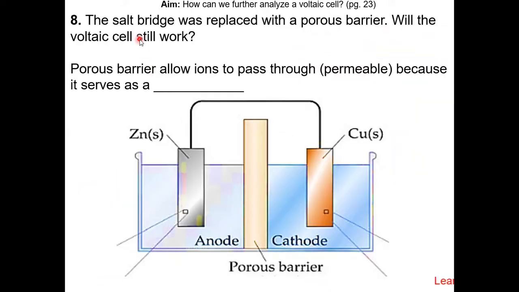Question 8. The salt bridge was replaced with a porous barrier. Will the Voltaic cell still work? The answer is yes. A porous barrier allows ions to pass through. It is permeable, so it serves as a salt bridge.